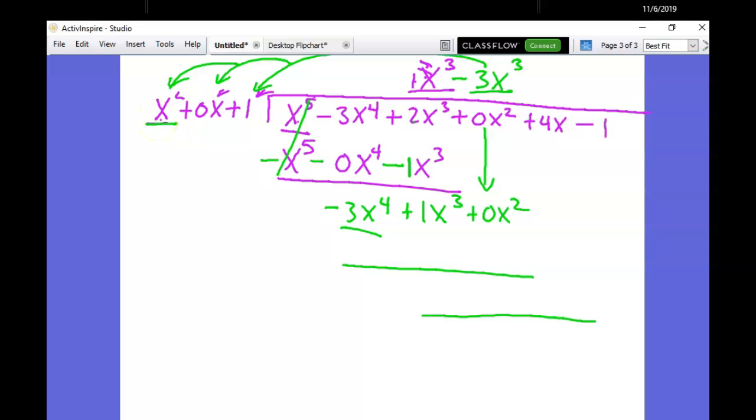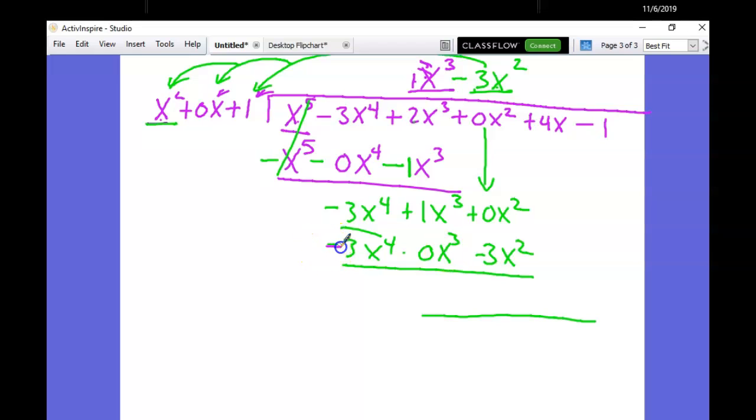Uh-oh, I had a boo-boo. It's not cubed, it's 2. Sorry about that. Anyway, negative 3x squared times x squared gives me negative 3x to the fourth. Negative 3x squared times 0x gives me 0x cubed. And then negative 3x squared times 1 gives me negative 3x squared. After that, you guys should have subtracted all these.